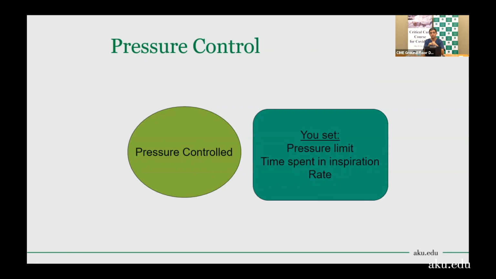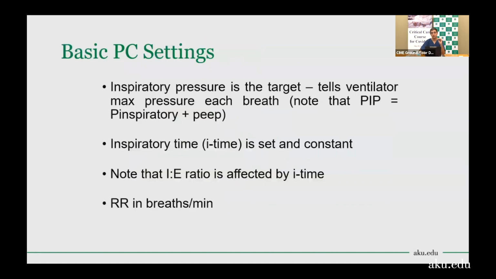So if I dial a pressure of 15 centimeters of water, it is going to keep on delivering until it reaches the airway pressure of 15 centimeters of water. That will be measured by the pressure sensor at the end of the ET tube. Now, if you think about it, what that means is that with each breath, the tidal volume will vary. So the target is not the tidal volume, but the inspiratory pressure.